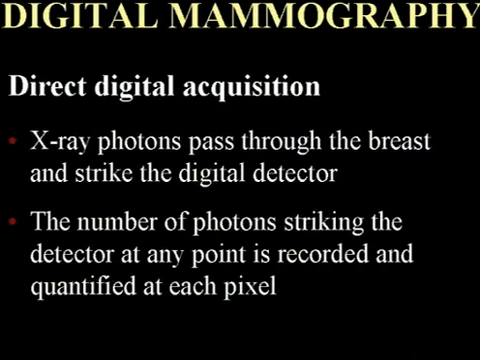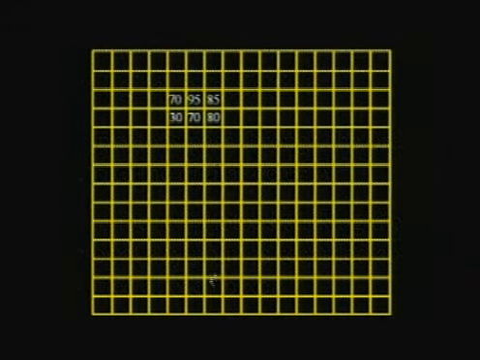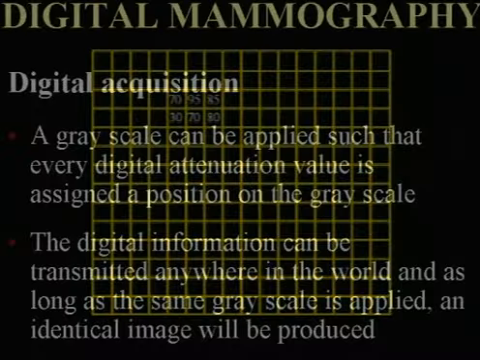As the X-rays pass through the breast and strike this digital detector, the number of photons striking at any one point is going to be recorded numerically by the detector and then passed on to the computer. And so here we can see a bunch of numbers, hence the name Digital. This really represents the number of photons striking the detector at any picture element. This numerical information is what is going to be stored by the computer as what it perceives as your image.